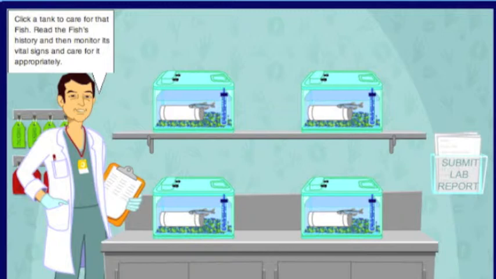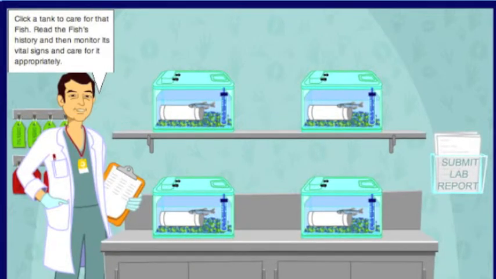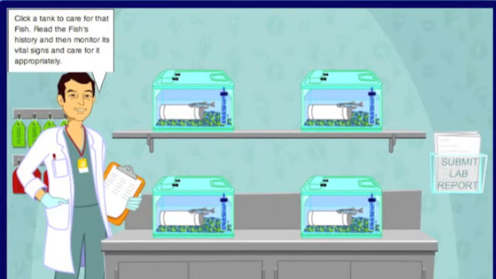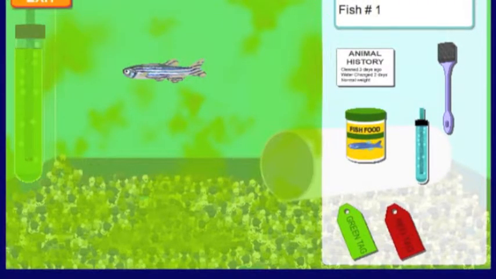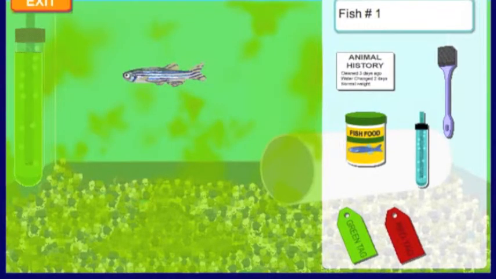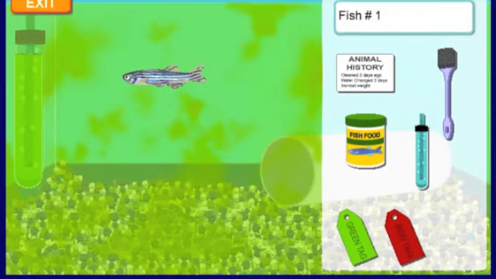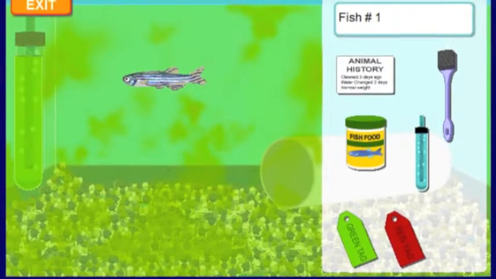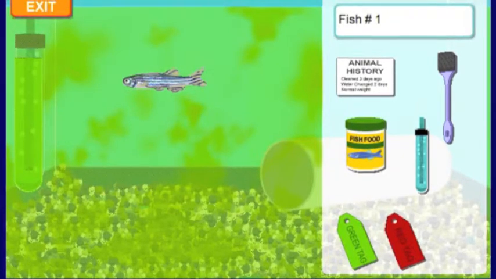In order to earn clams, students have to successfully take care of 4 of their chosen animals. Here, I have to take care of 4 fish. To start, I click on one of the tanks. That gives me a closer view of the fish. It also gives me access to the equipment that I might need to take care of the fish and an animal history on this fish.